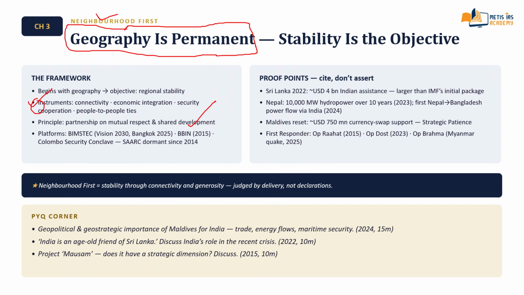Therefore, India's approach is not based on compelling countries to choose between competing powers. Instead, India seeks to remain a reliable, development oriented, and trusted partner through capacity building, connectivity, development assistance, humanitarian support, and mutually beneficial partnerships. So, this approach reflects confidence rather than competition.